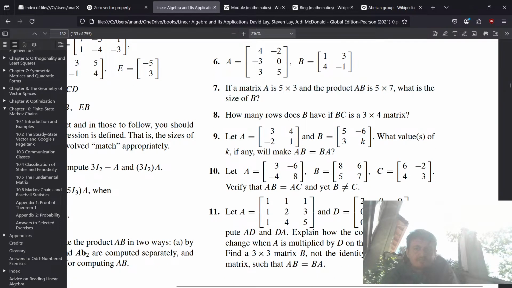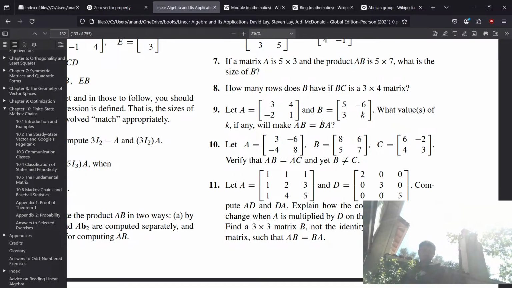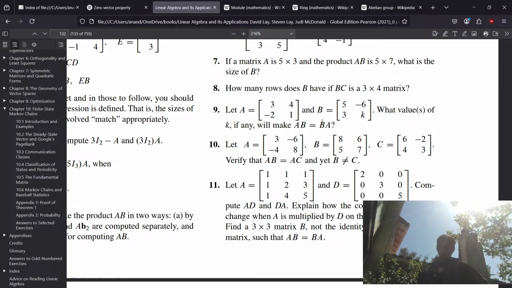How many rows does B have if BC is 3 by 4? It's going to have 3 rows. Let A equal this, B equal that. What values of K will make... Oh, that seems fun. All right, we're going to do number 9.